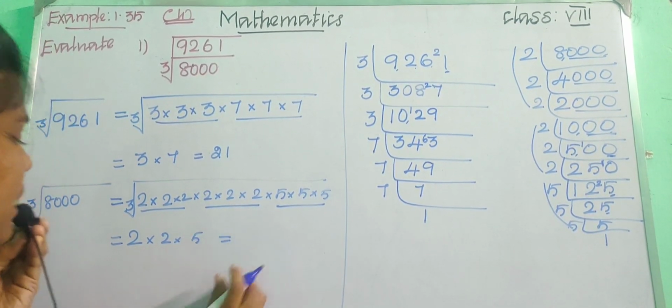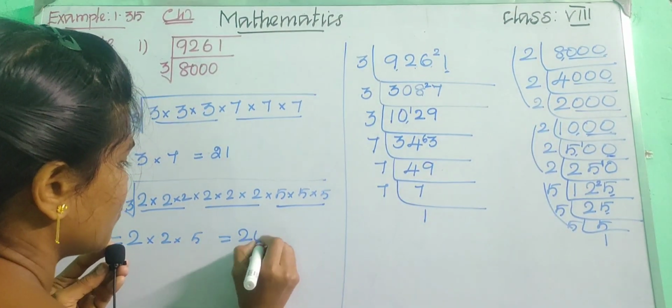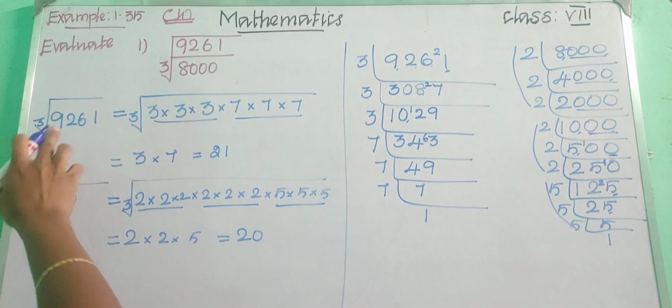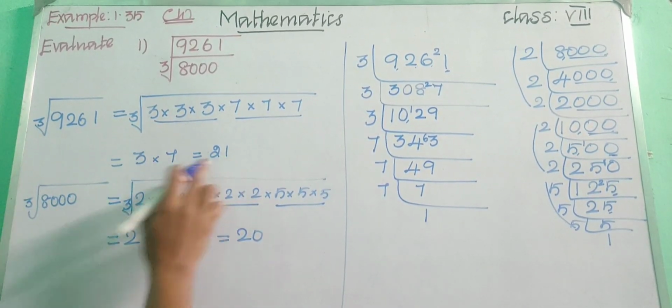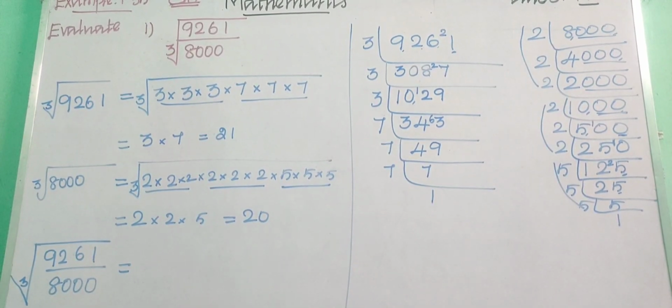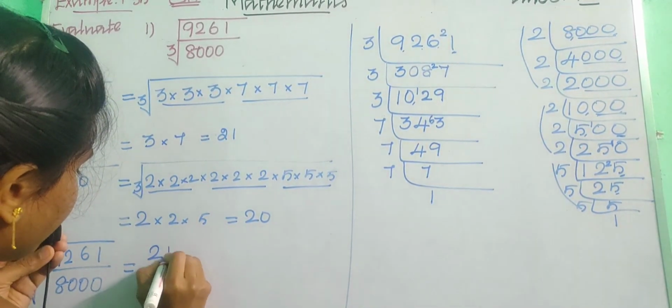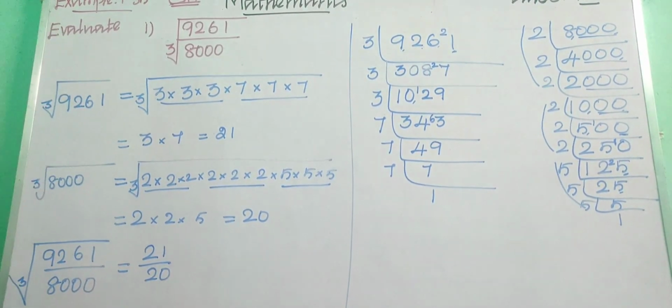So what will you get? 5 2s are 10, 10 2s are, okay, 20, okay. So we got the cube root of 9261 is 21, and cube root of 8000 is 20, okay. Now we can write the answer, right? So 21 by 20. So cube root of 9261 by 8000 equal to 21 by 20, okay. Write 21 by 20, okay.